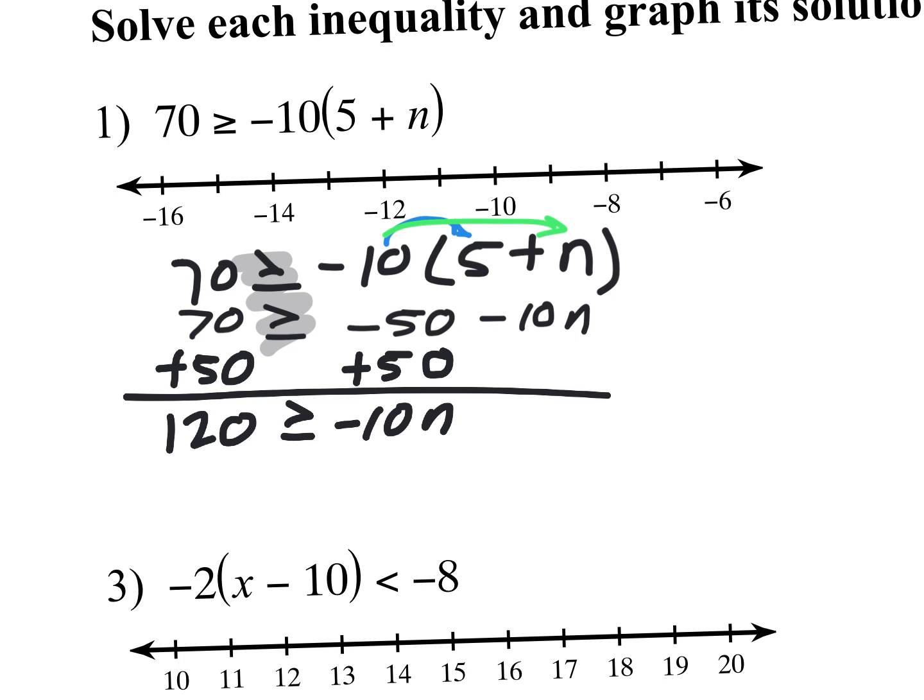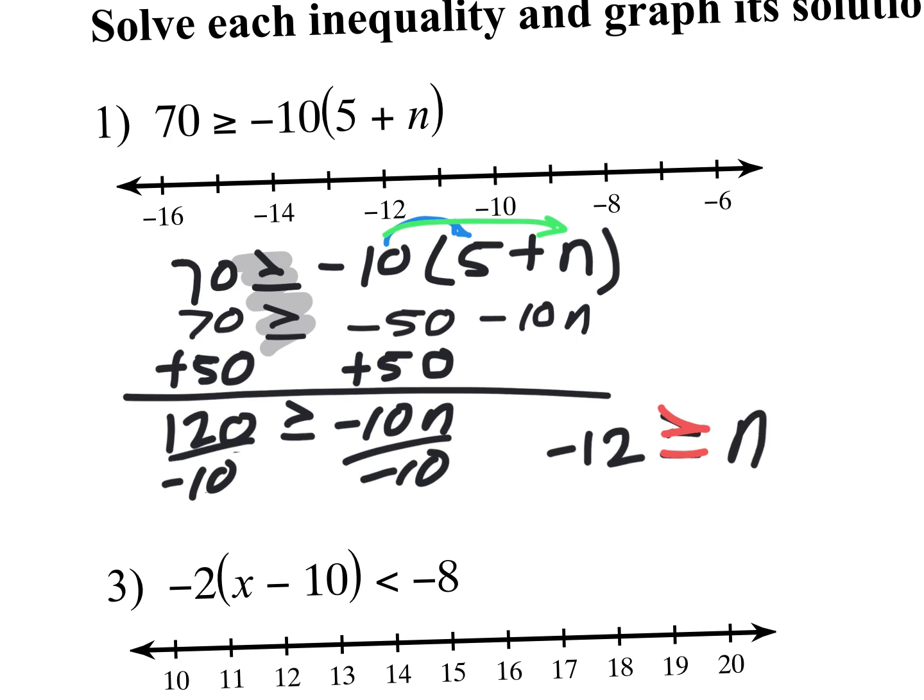And because the 50 is canceled, how am I going to get rid of that negative 10? Please do that with me. I'm going to do what? Divide. I'm going to divide. Thank you for not saying add. So divide both sides by negative 10. Oh, that's a little bit of a messy negative 10. So we've got negative 12 is greater than or equal to n.